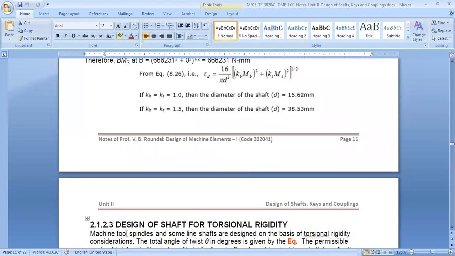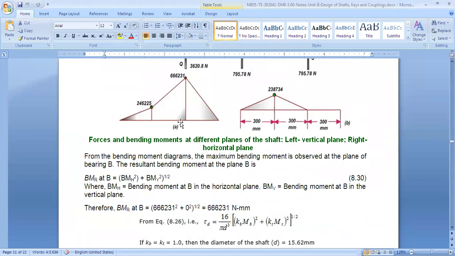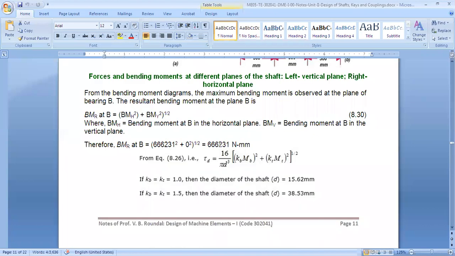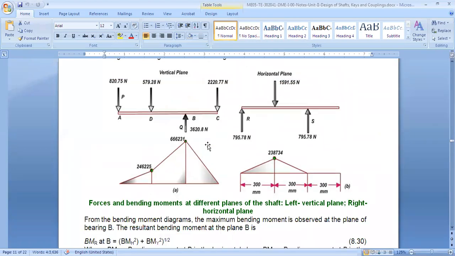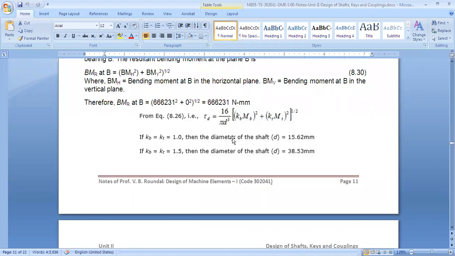I think our session will break in a few minutes, so let's see how to take the resultant of this. Take the squares and add. At point D, take the square of 246,225 plus the square of 238,734, and the square root of that. At the other point, take 666,231; the other moment is 0, so it will be 666,231. Using these two, we get the resultant moment. The maximum is 666,231, where the horizontal moment is 0. So this is the maximum bending moment, and we will use it in our equation to find the resultant.